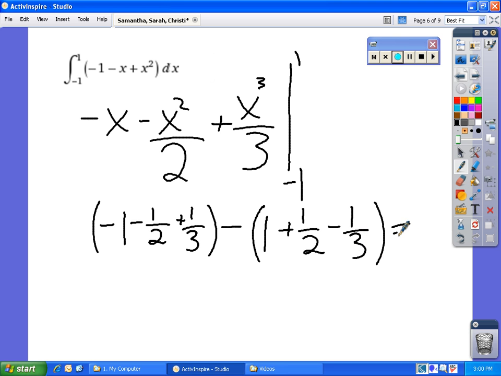And that all simplifies to negative 7/6 minus 1/6, which ultimately equals negative 4/3. And that's your answer.